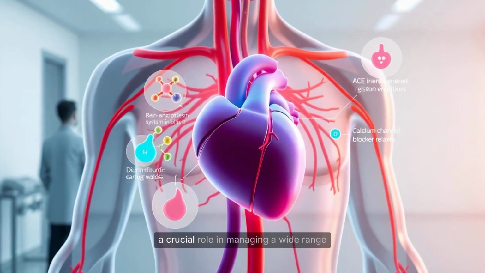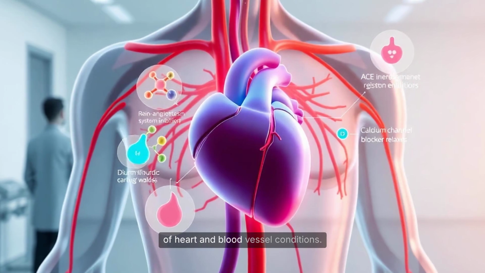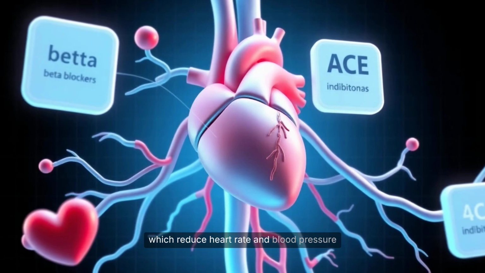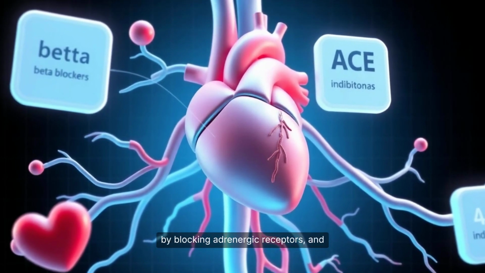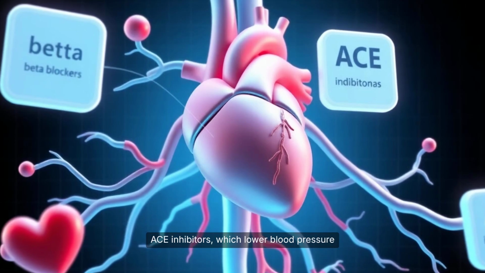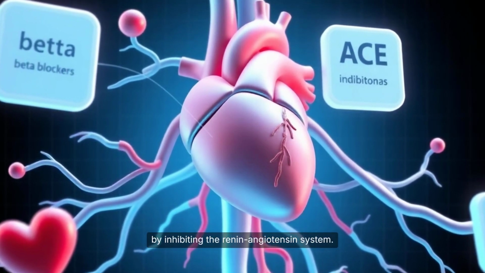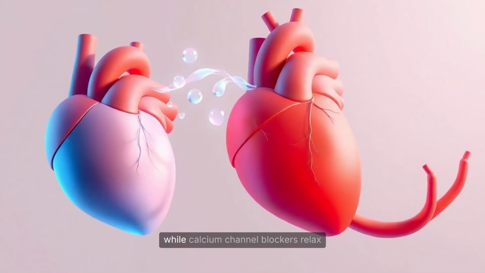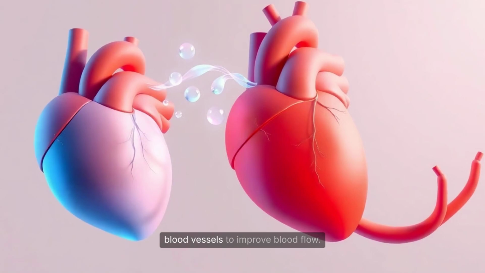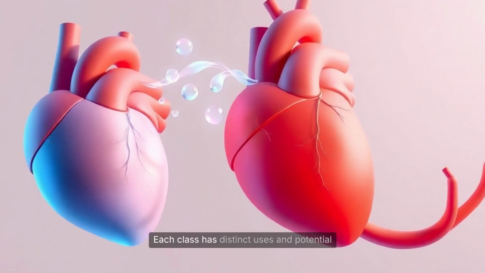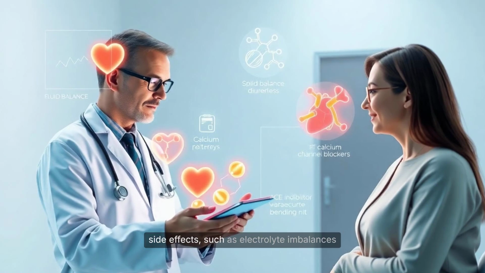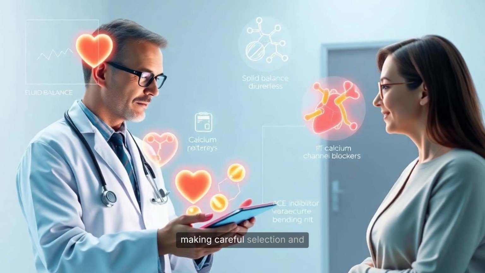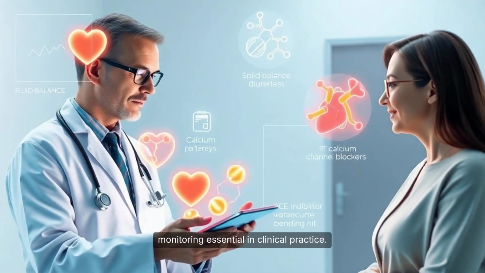Cardiovascular drug classes play a crucial role in managing a wide range of heart and blood vessel conditions. Common high-yield classes include beta blockers, which reduce heart rate and blood pressure by blocking adrenergic receptors, and ACE inhibitors, which lower blood pressure by inhibiting the renin-angiotensin system. Diuretics help eliminate excess fluid, easing the workload on the heart, while calcium channel blockers relax blood vessels to improve blood flow. Each class has distinct uses and potential side effects, such as electrolyte imbalances with diuretics or cough with ACE inhibitors, making careful selection and monitoring essential in clinical practice.